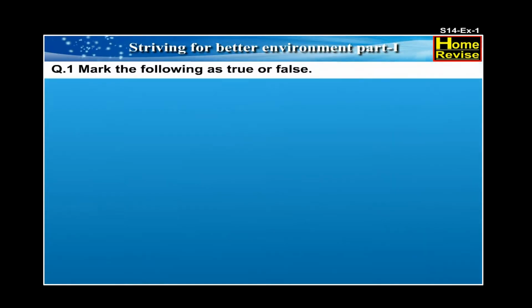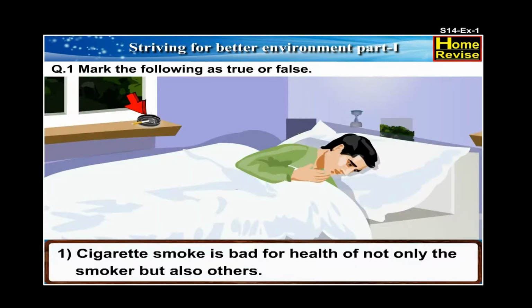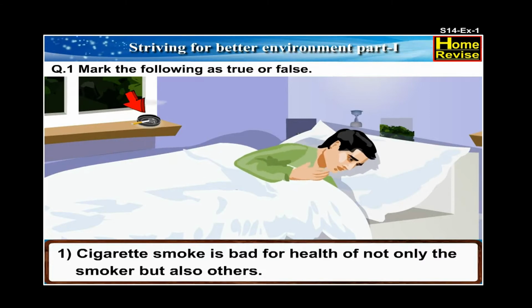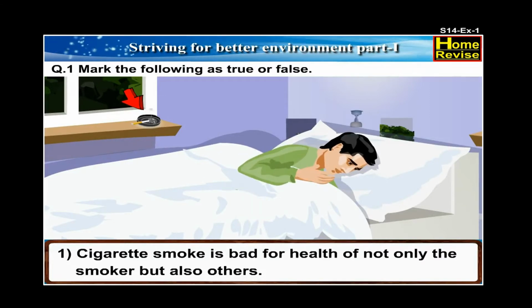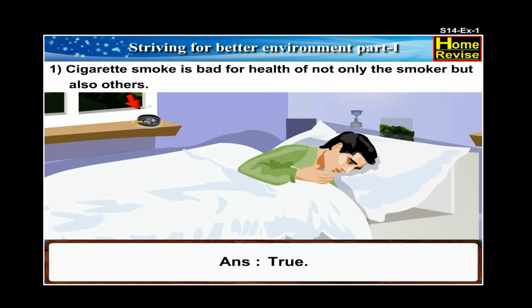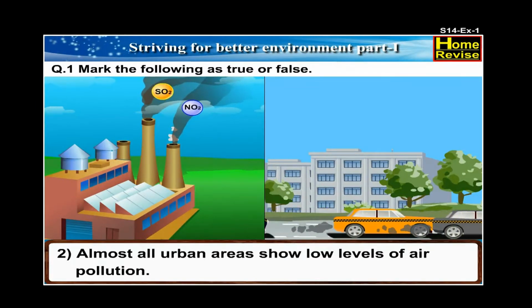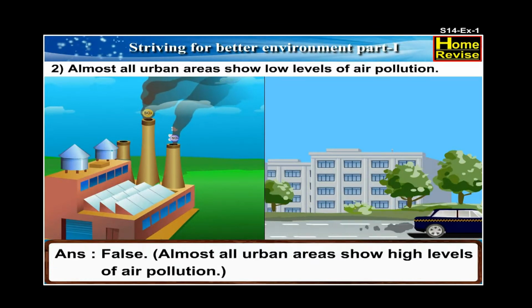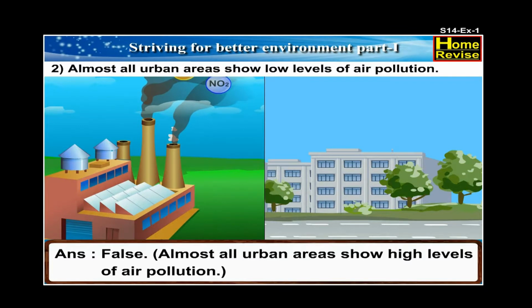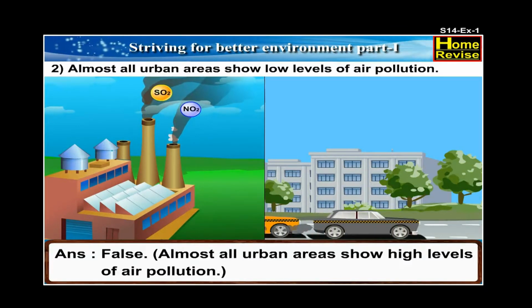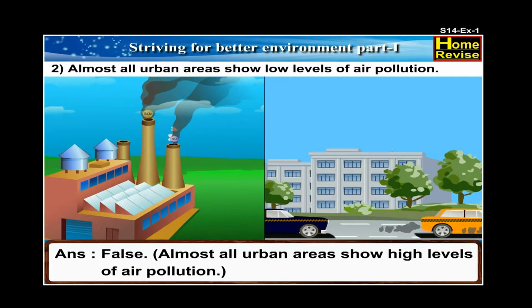Exercises. Question 1. Mark the following as true or false. 1. Cigarette smoke is bad for health of not only the smoker but also others. The answer is true. 2. Almost all urban areas show low levels of air pollution. The answer is false. Almost all urban areas show high levels of air pollution.